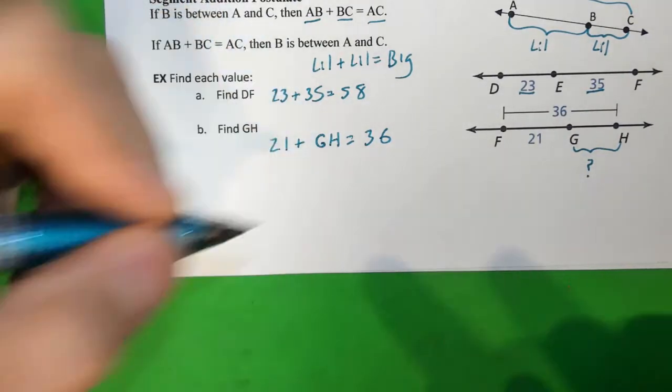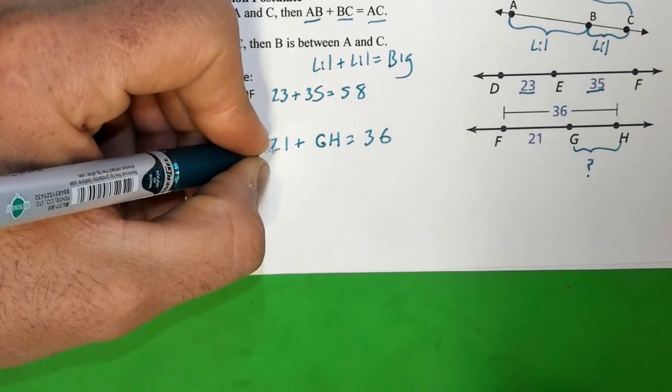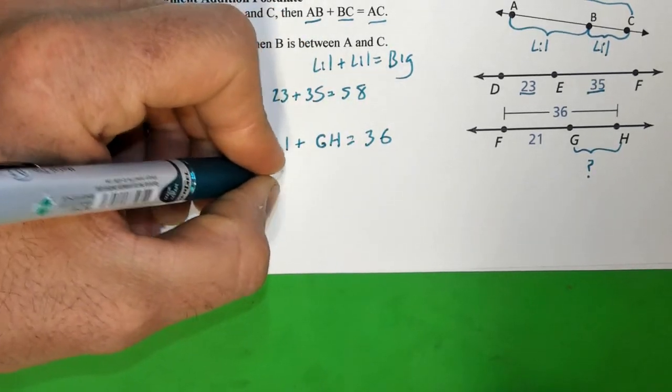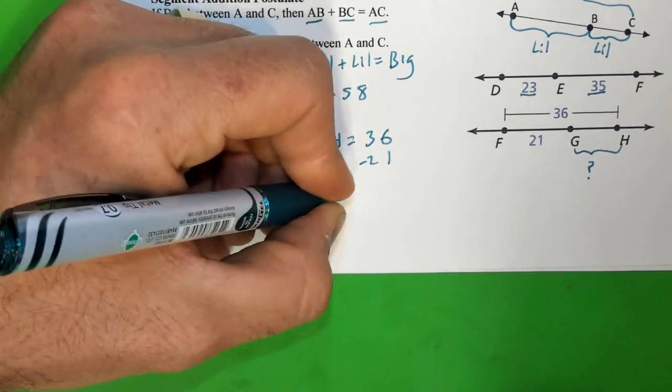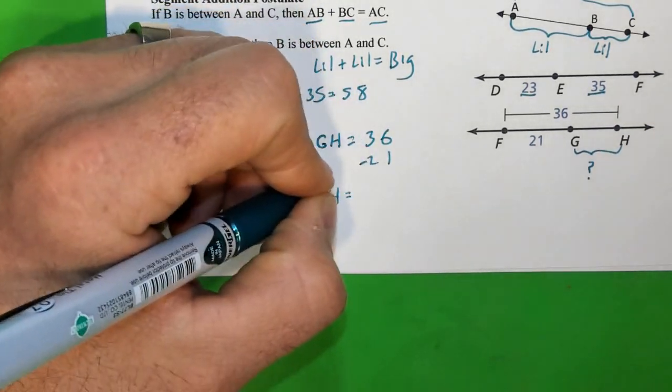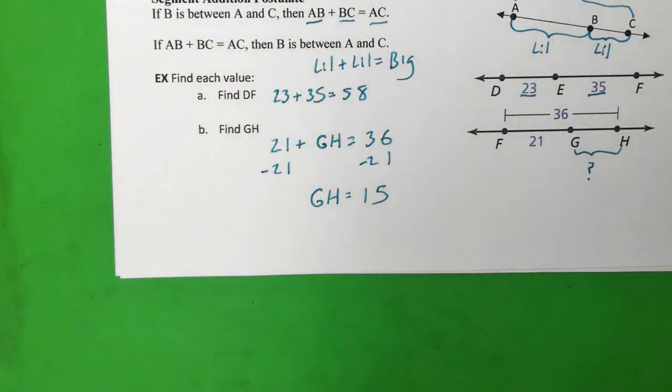Now, after that, I need to solve this. Algebra is still important, so we're going to use our algebra skills here. We're going to move this 21 over to the other side by subtracting it. That is going to leave the GH alone. And 36 minus 21 is going to take us down to 15. The distance from G to H is 15.